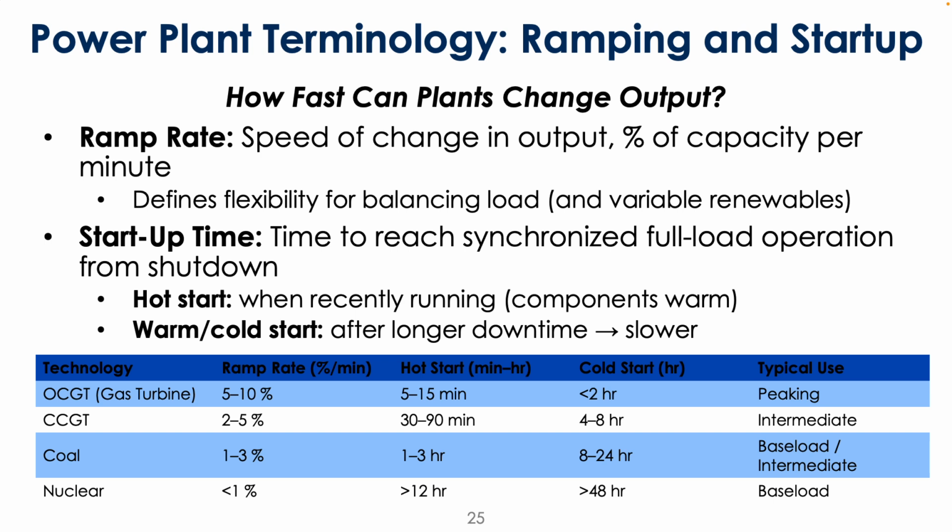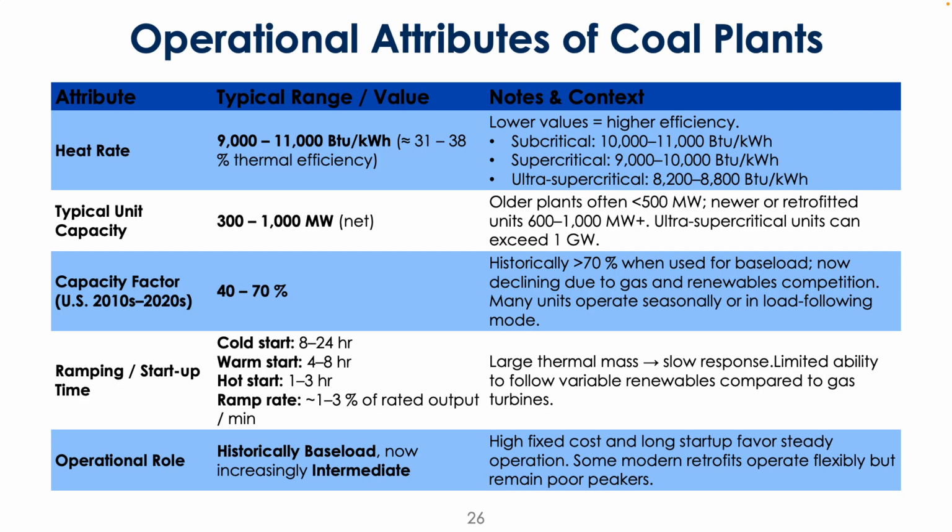So you can see the ramp rates that I was talking about. Nuclear, more than 12 hours; coal, 1 to 3 hours; CCGT, 30 to 90 minutes; and a single combustion gas turbine, 5 to 15 minutes, and then the percent of the capacity that they can do per minute. This is just a reference slide. I'm not going to go through it, but it gives some idea of heat rates, capacities, capacity factors, and ramping for coal plants.